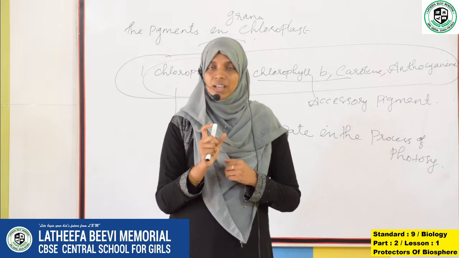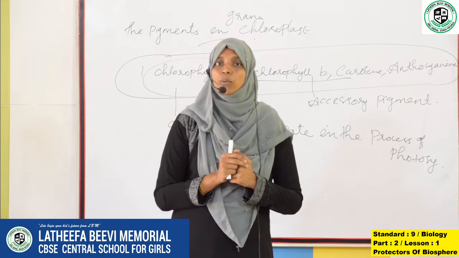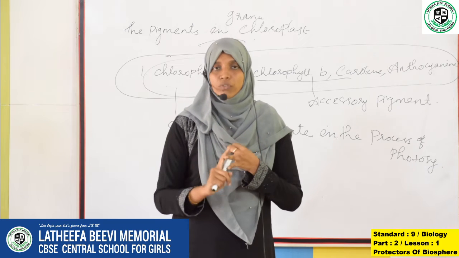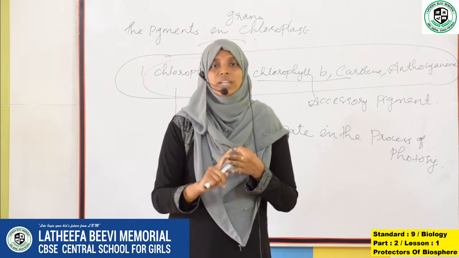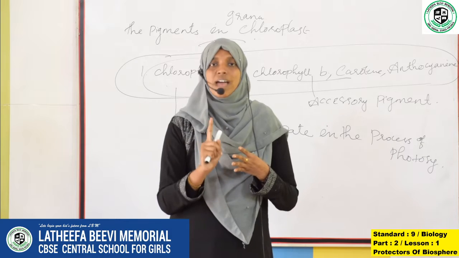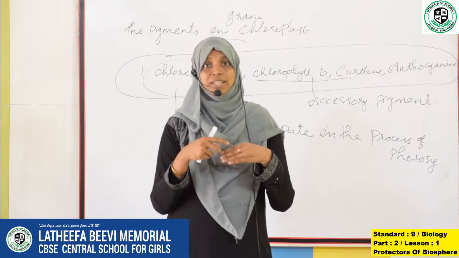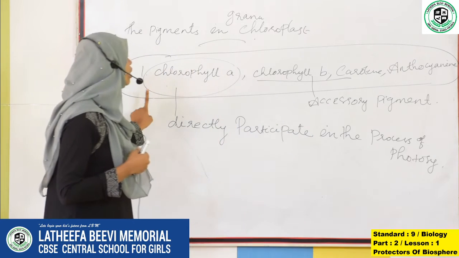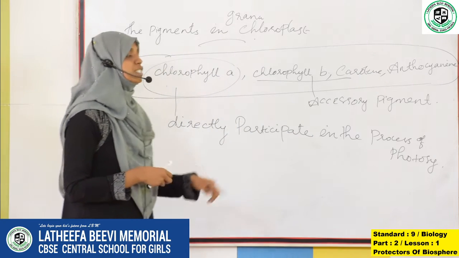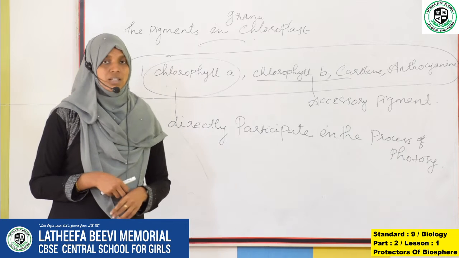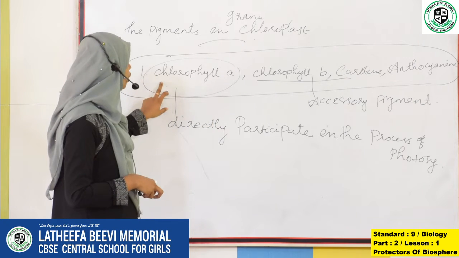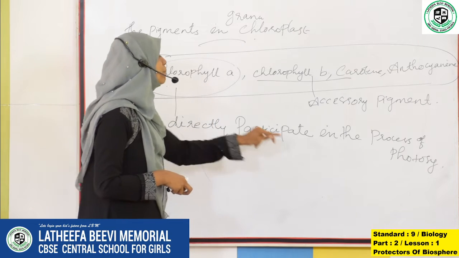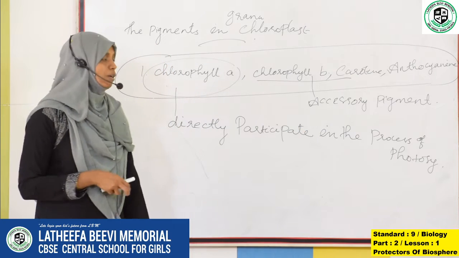What are the pigments present in the grana of chloroplast? Chlorophyll A, chlorophyll B, then carotene and anthocyanin are present in the grana of chloroplast. All the pigments can absorb sunlight, but what is the speciality of chlorophyll A? Chlorophyll A can directly participate in the process of photosynthesis.